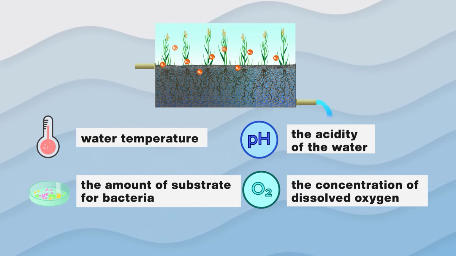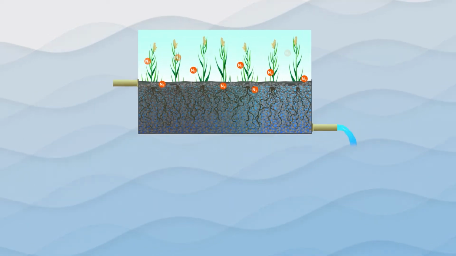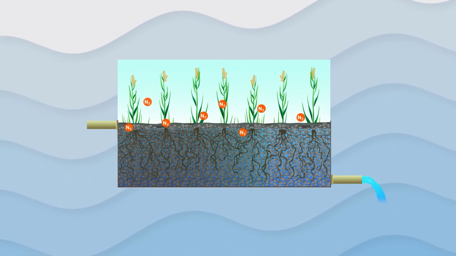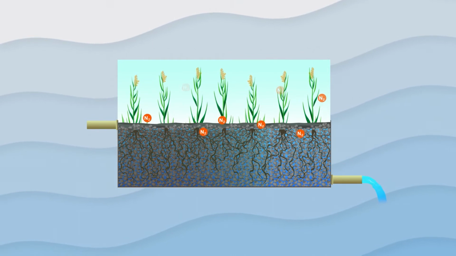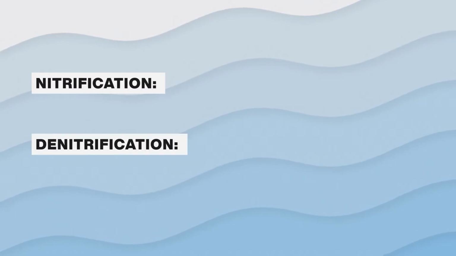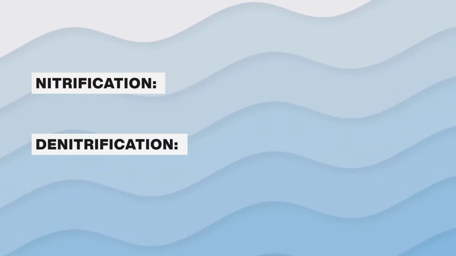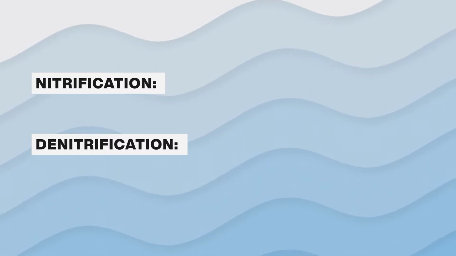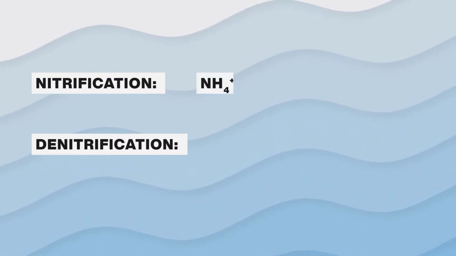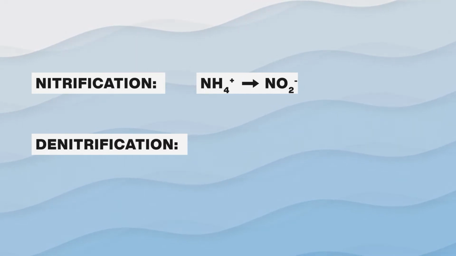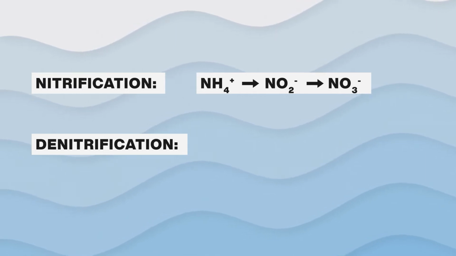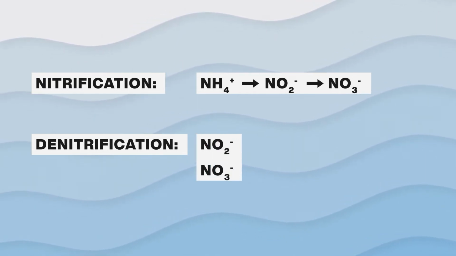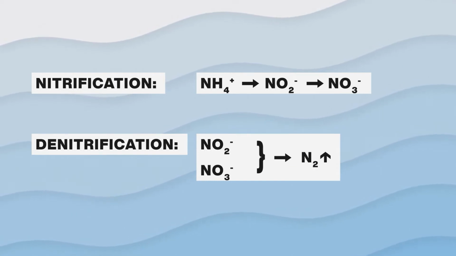So I have prepared some more questions for you as a wastewater treatment specialist. Let's imagine a constructed wetland, for example, with a horizontal subsurface flow. And let's consider once again both processes taking place in this wetland, nitrification and denitrification. What is the essence of each process? Nitrification is a biochemical process by which ammonium is first converted into nitrites and then into nitrates. Denitrification is a biochemical process where nitrates and nitrites turn into atmospheric nitrogen.